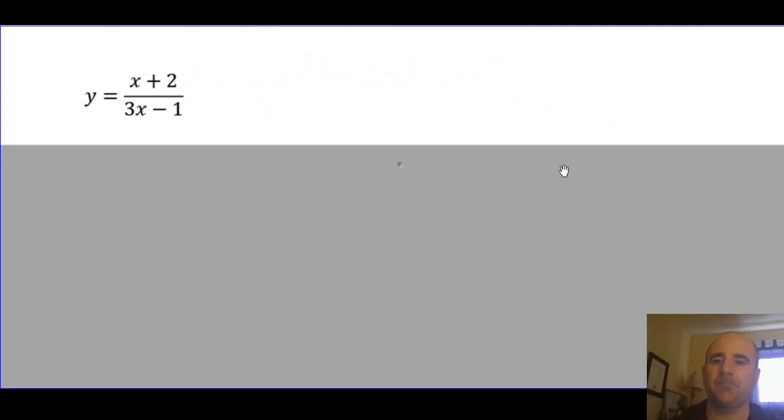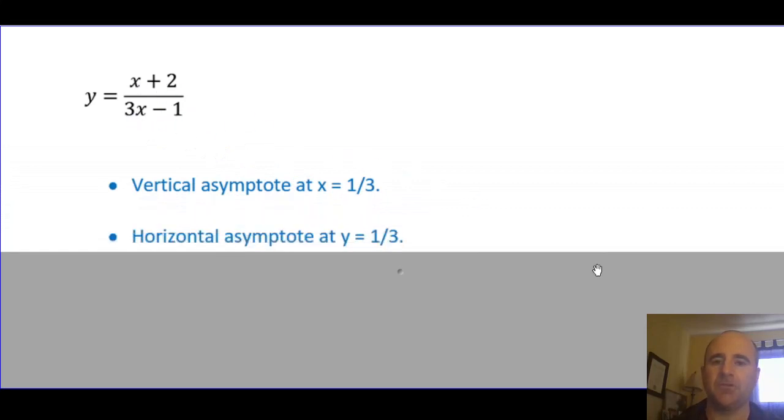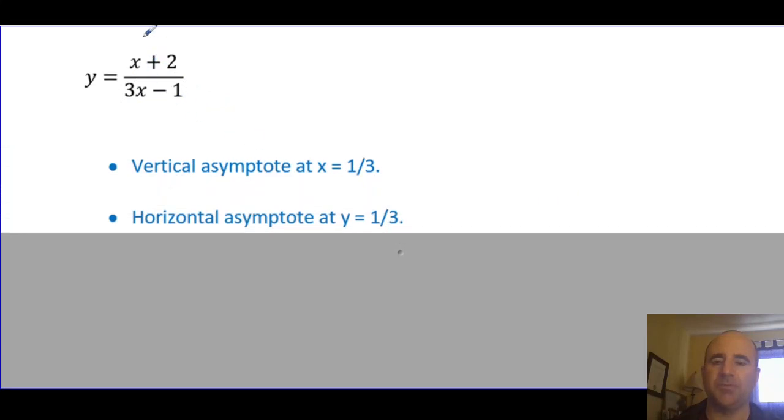Okay, there's clearly going to be a vertical asymptote at x equals 1/3. That's what makes the denominator equal to 0. There's a horizontal asymptote at y equals +1/3. Hopefully you see that now from the other two examples. Okay, if you divide everything by x, you would end up with something that approaches 1/3.